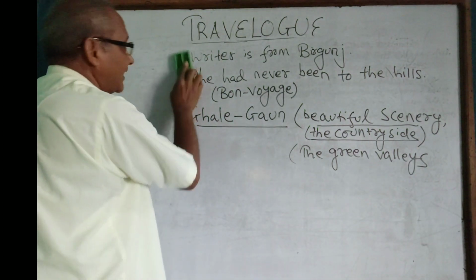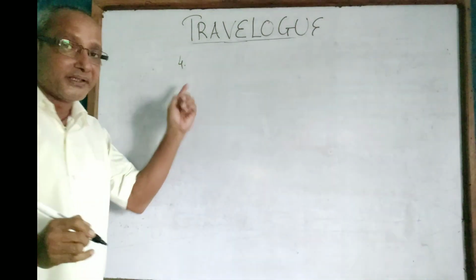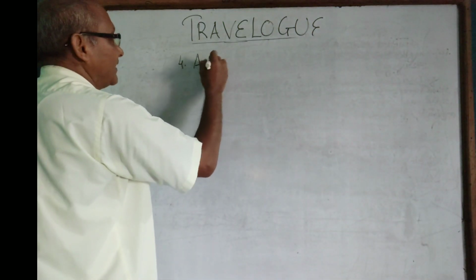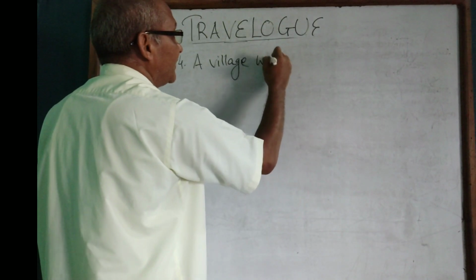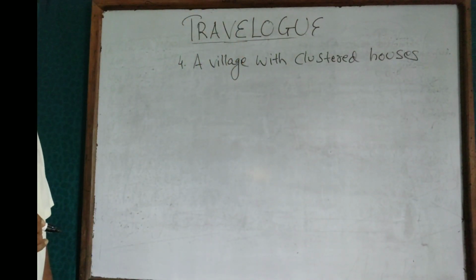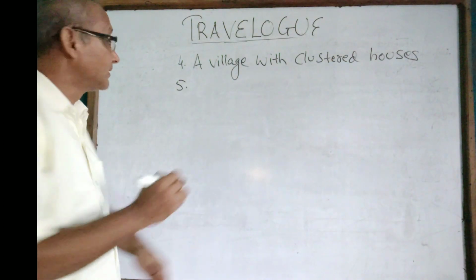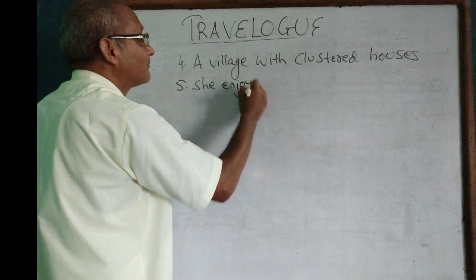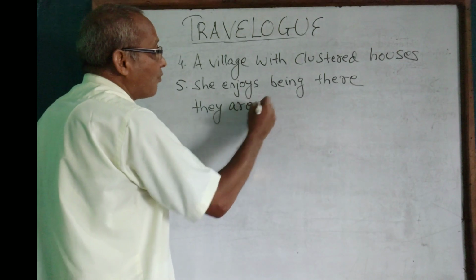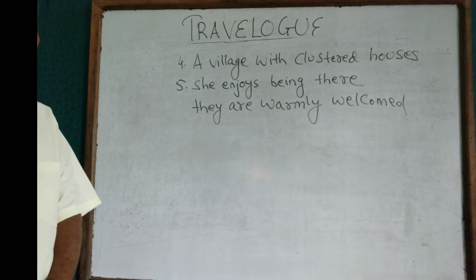After that, let's go to number 4 now. What happens in number 4? Now, they reach Khalegaon, and there she learns something more about Khalegaon. It's a village. It's a village with clustered houses. Number 5, she enjoys being there. You know why? It's because they are warmly welcomed by the people of Khalegaon.